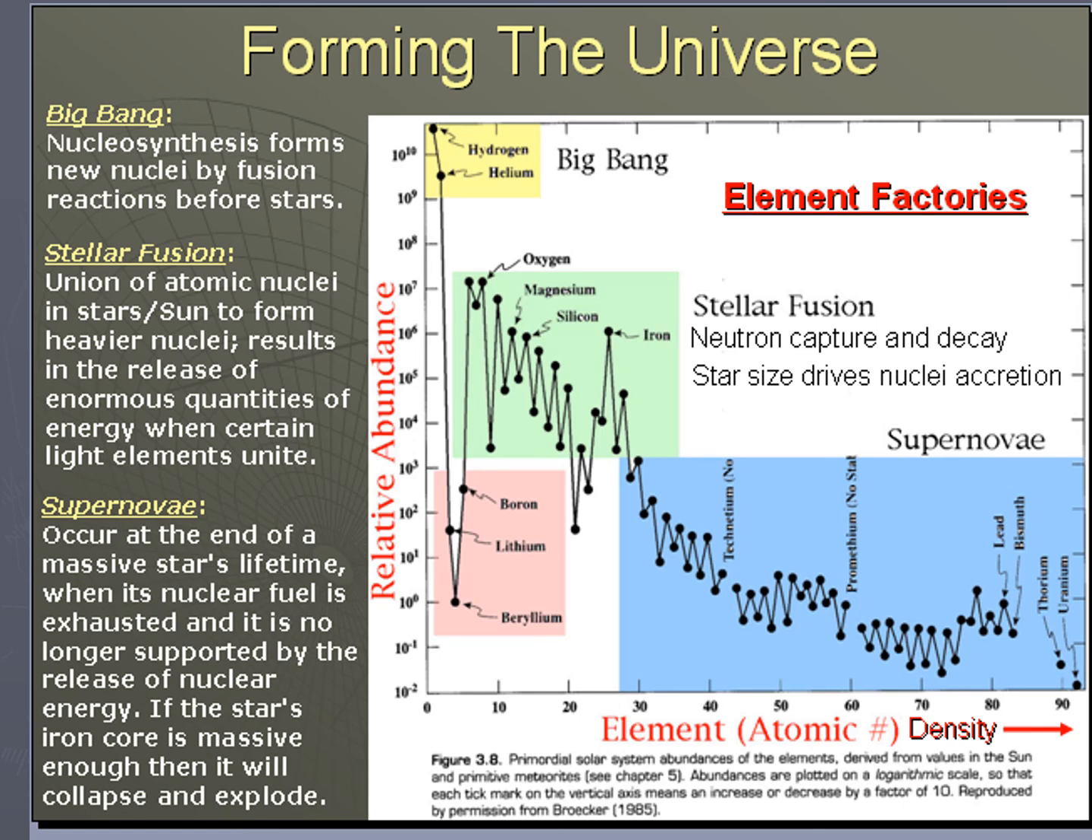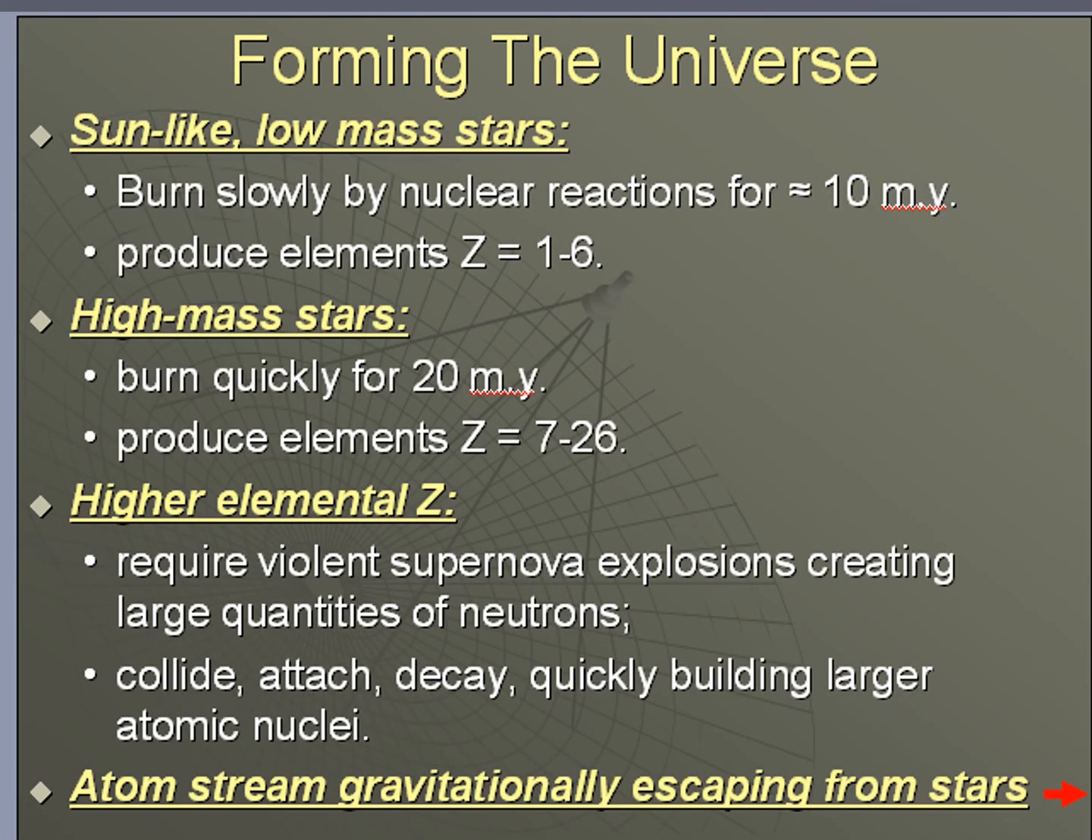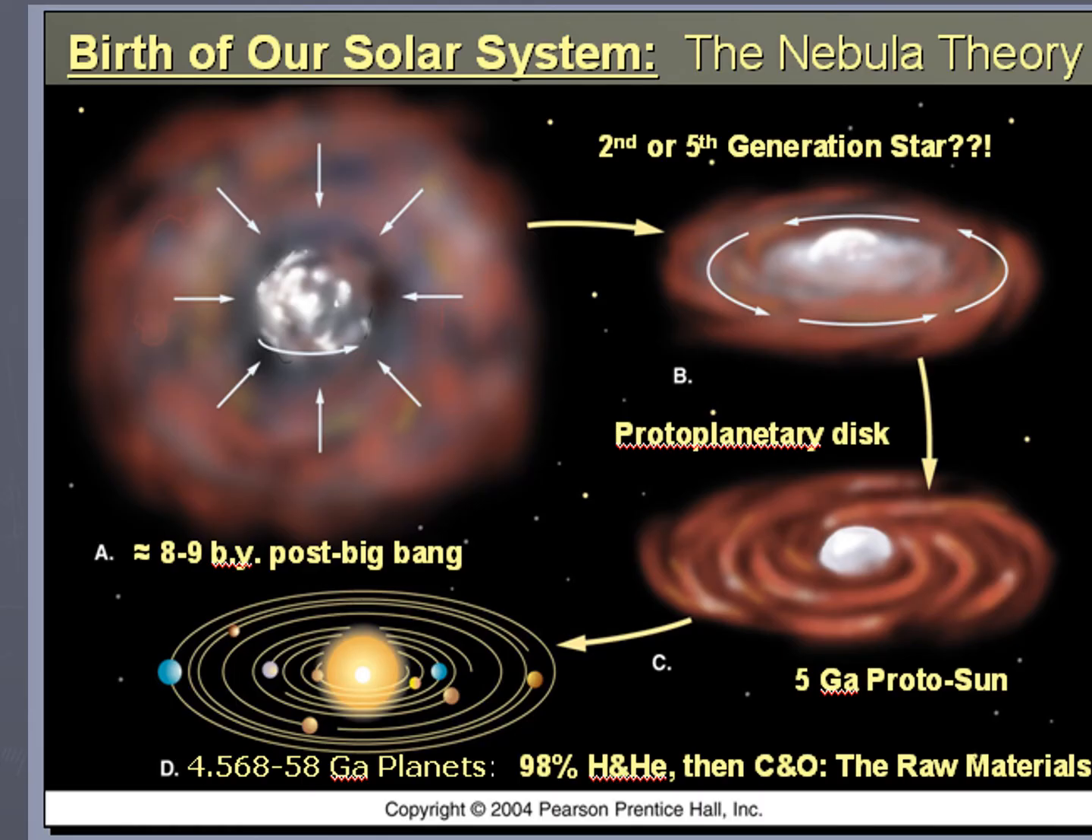Basically, there is something in your textbook about how supernovas form these higher proton elements. So this is a nice step-by-step drawing here, going from our nebula to the solar system as we see it today.